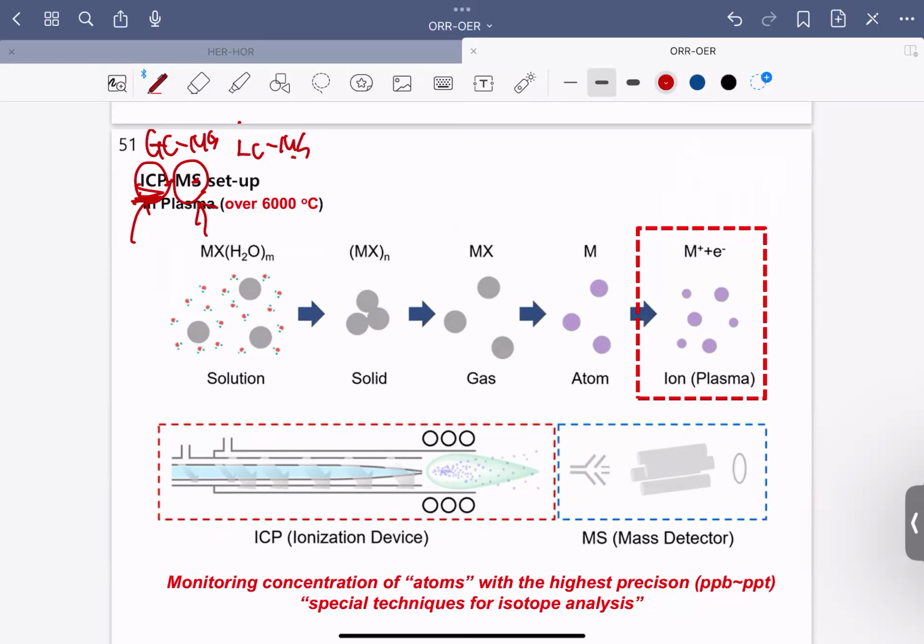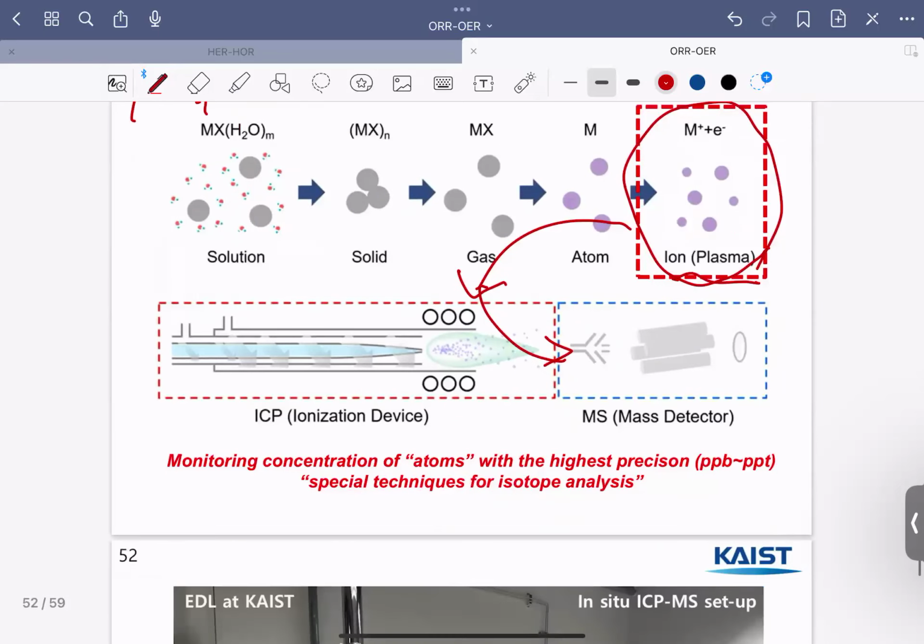So ICP means inductively coupled plasma. We apply a really high temperature, over 6,000 degrees C. If you apply this temperature, almost all of the samples can be atomized, right? And once atomized, we just transfer it to the mass spectrometry. Then we can confirm which element it is, because each atom shows a different mass, so we can distinguish which atom, and we also confirm how many of the atoms exist in the system. So this is a really straightforward system to quantify with ICP.